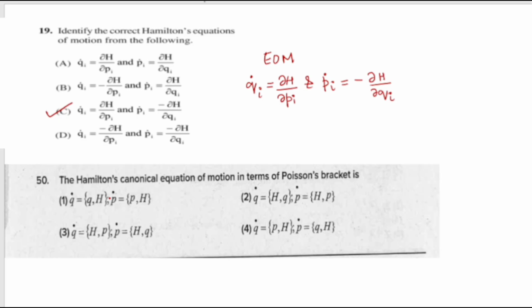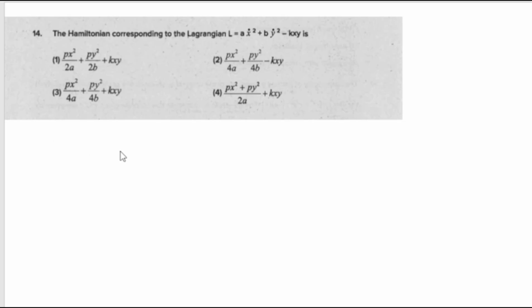The Hamilton's canonical equation of motion in terms of Poisson bracket. This is also a very direct question. In terms of Poisson bracket, the Hamilton's equation of motion is option A, that is q dot is the Poisson bracket of q comma H, and p dot is the Poisson bracket of p and H. Okay, let us go for the next question.